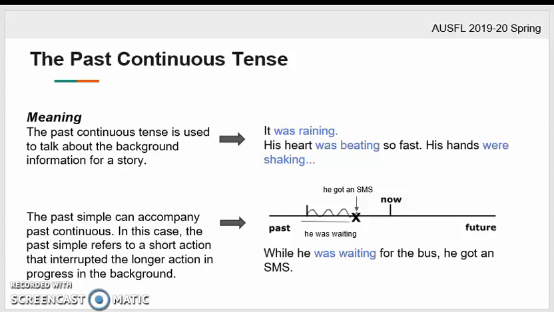We can use the simple past tense with the past continuous tense. In this case, the past simple refers to the short action that interrupted the longer action in progress in the background. In other words, it shows one action happened while another one was still happening. When you look at the example, you see that the sentence "he was waiting" was interrupted by a shorter action, "he got an SMS."